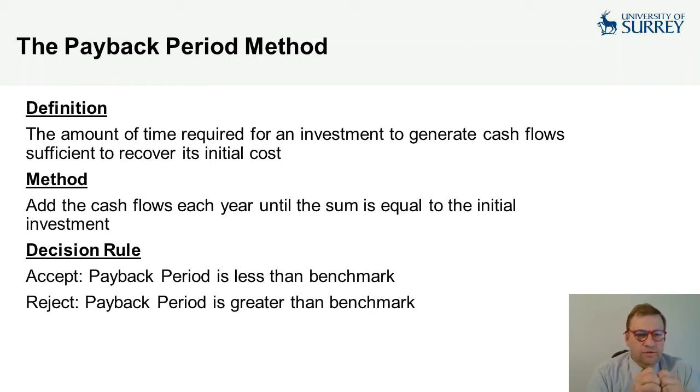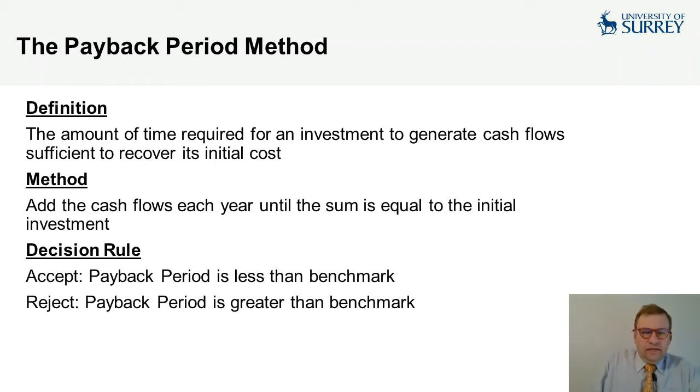It is the benchmark. The management says, we would generally accept the project if it pays back in less than, or not longer than, 3 years. So if during 3 years it's paid back, it's okay. Fine, we love it. This is the benchmark. So acceptance is when it's within the benchmark, and rejection when the period is longer than the benchmark.